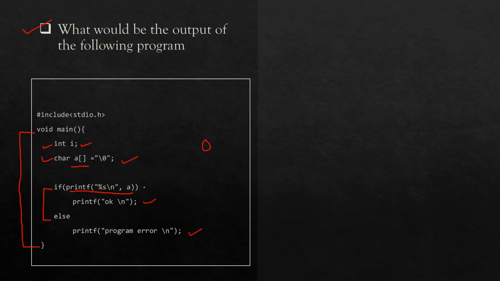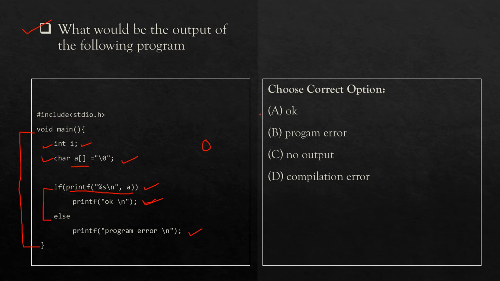So if we use this inside the if statement, then it will give you the value 1. For that it is going inside this statement. So the output will be okay. Choose the correct option. The option will be option 1.